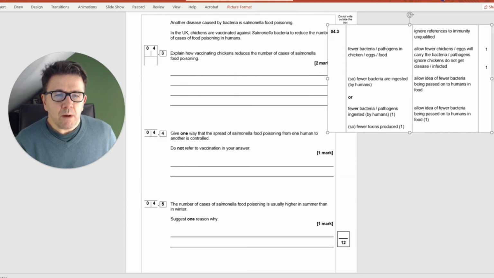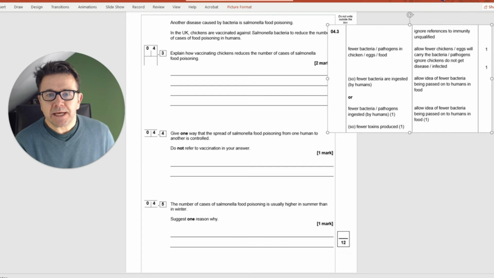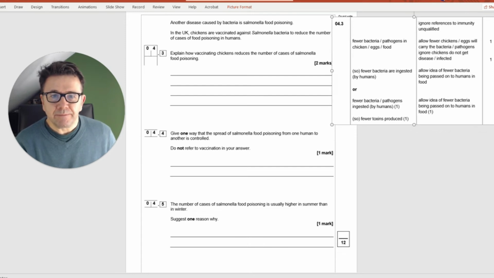Okay, so it's not asking how does it vaccinate, it's asking, well, what does it do? Well, it means then that there are fewer bacteria in the chickens, the eggs or the food, so therefore less is ingested by humans. Or you could mention there's fewer bacteria, so fewer toxins are produced. Okay, so you're not talking about immunity, you're not talking about how the vaccine's made, you're talking about, well, what's the result? And it's fewer bacteria in the chickens or eggs or food, so less is ingested. It's as simple as that. Some of you got very kind of confused with what it was asking.